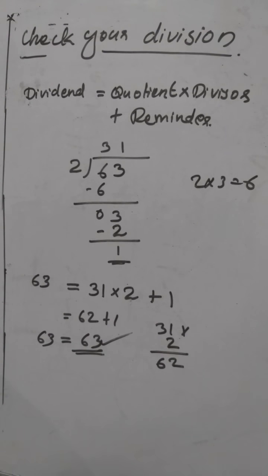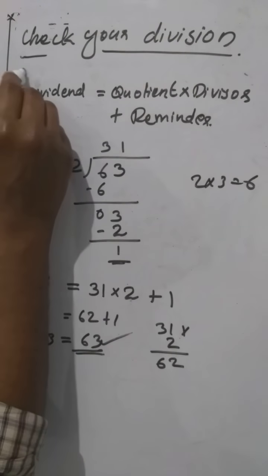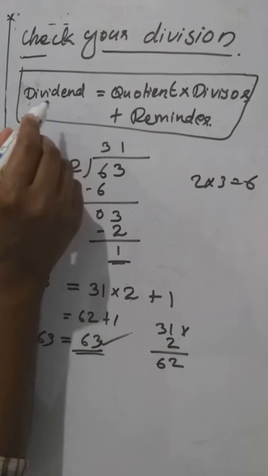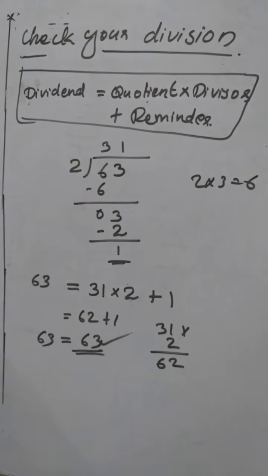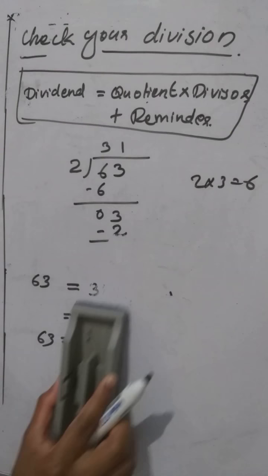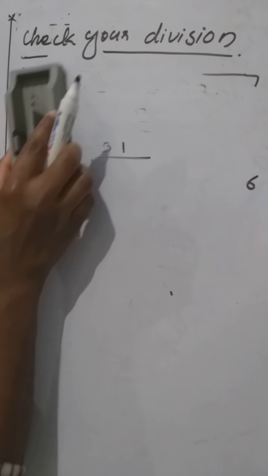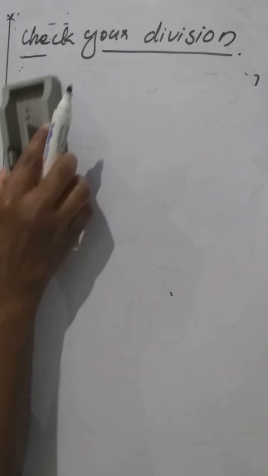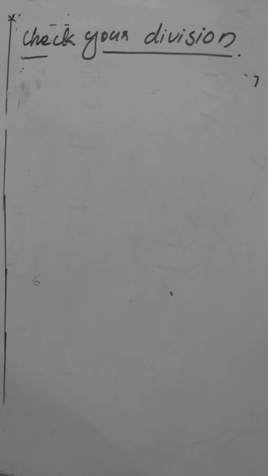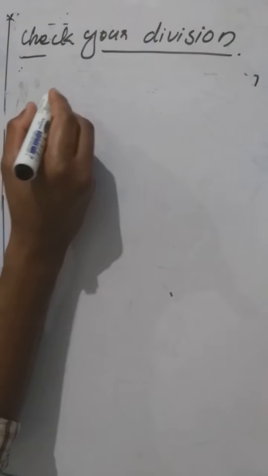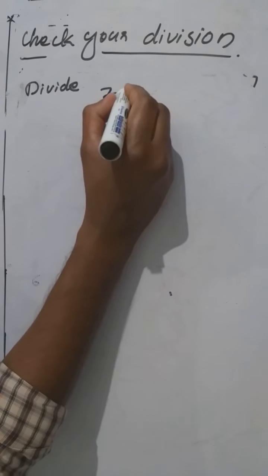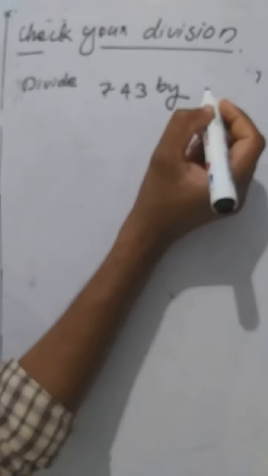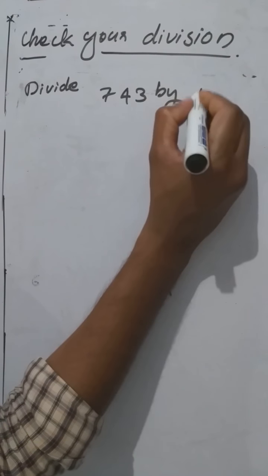So in this way we can check any division process. You only have to remember this formula: dividend will be equal to the product of quotient and divisor plus remainder. Let's take one more example. Divide 743 by 5.